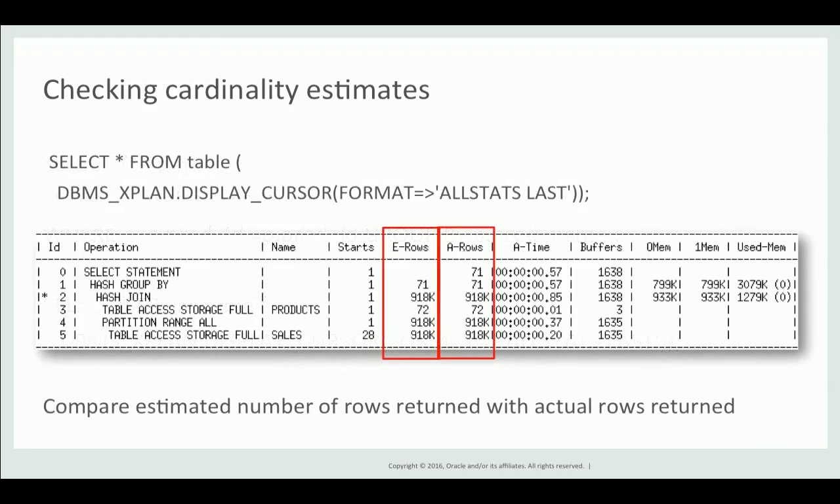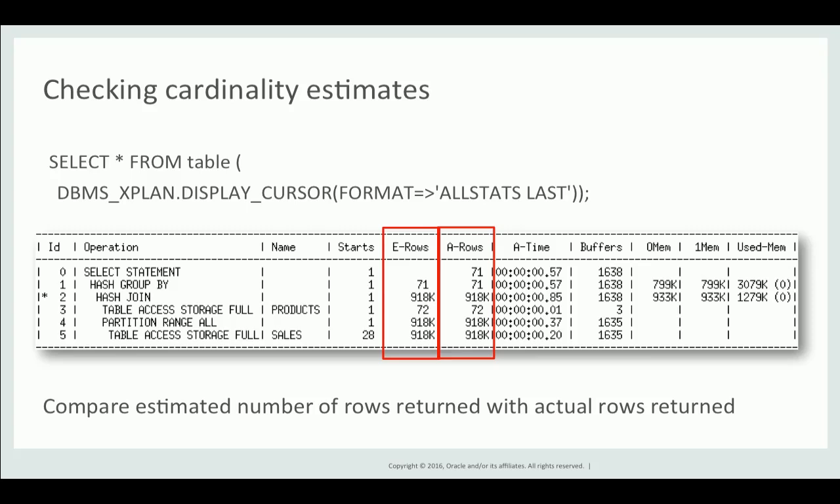What will that do? Instead of having a rows column, we'll now get two additional columns in the plan display. We'll get an E rows, the estimated number of rows, and we'll get an A rows, which is the actual number of rows returned for each operation for the last execution.